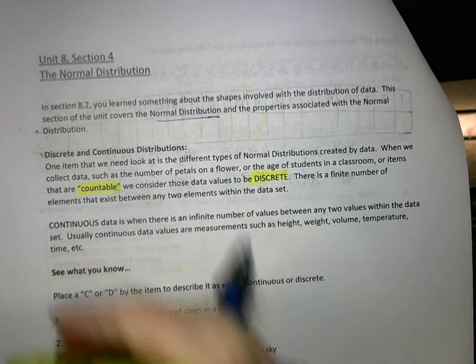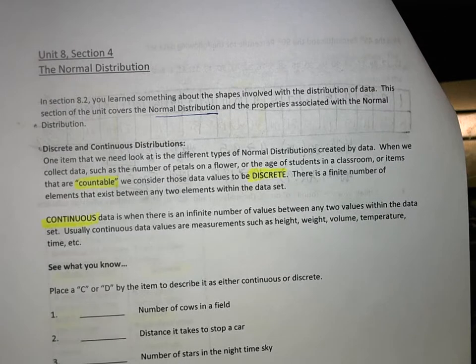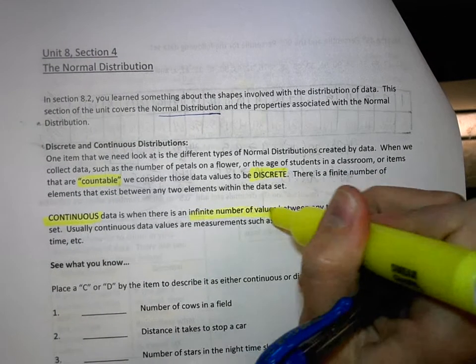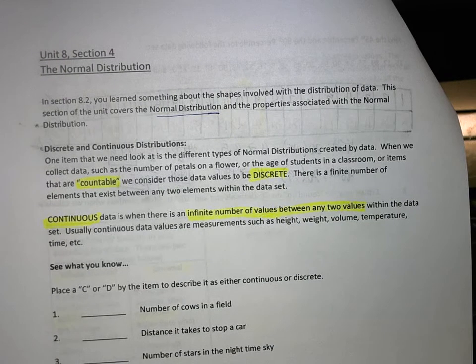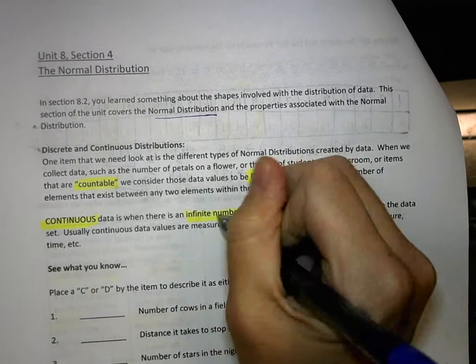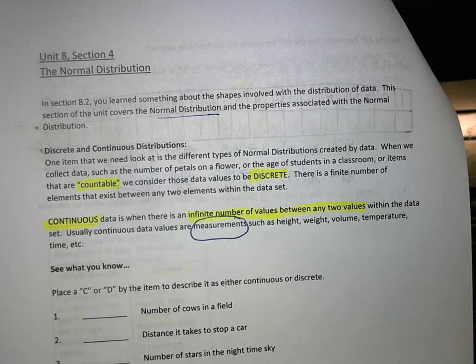Okay, now there is continuous data. And continuous data is where there is an infinite number of values between any two values within the data set. So usually continuous data values are measurements such as height, weight, volume, temperature, time, etc. Because there's always little pieces in between them. Okay, so measurements can't always be exact because there's so much in between it. Okay, there's infinite possibilities between the numbers 1 and 2.